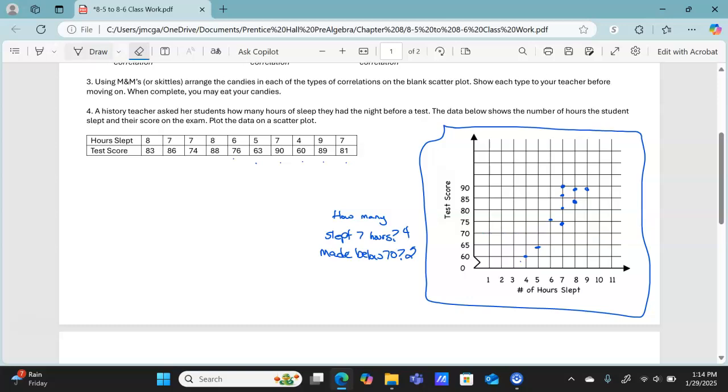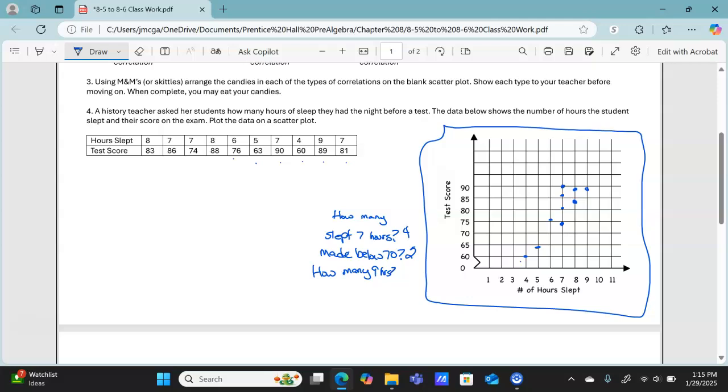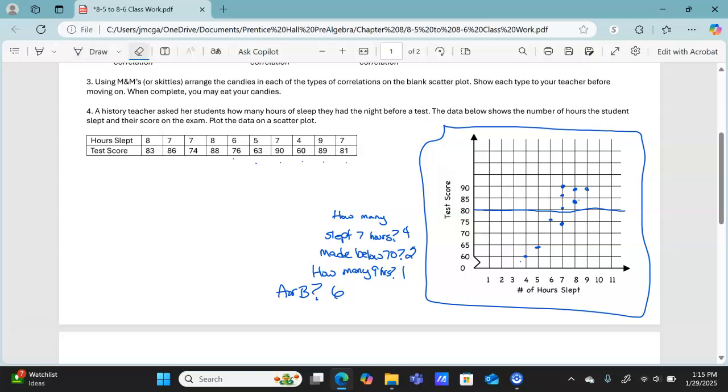How many slept 9 hours? And that would be there's only 1 on the 9-hour mark. Let's say how many made an A or B, assuming we have the same grading scale that anything 80 and above is an A or a B. Here's an 80. That would be 1, 2, 3, 4, 5, 6 that made an A or a B. And so that's how you do a scatter plot.